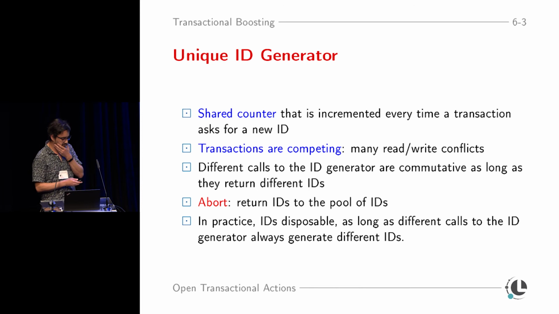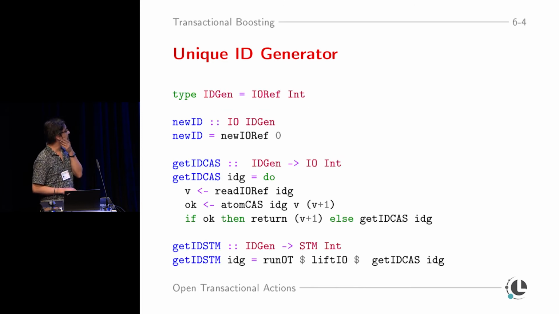So this is how we implement this using Open Transactional Actions. The ID generator is an IORef, and we use this function, getID CAS, that uses compare and swap to increment the ID generator. This has type IO, and we can access this inside of a transaction by using runOT and liftIO to execute the getID compare and swap.